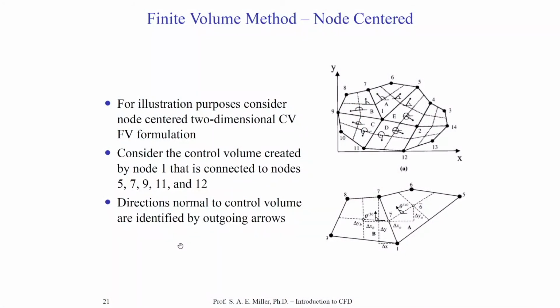On this slide 21, we've shown 2 graphs. In the upper right, we show the entire domain. There's nodes which are numbered from 1 on up to 14, and there's a number of volumes. At one particular node, if it's a nodal approach, recall that we're formulating our volumes and finding solutions at the nodes. For example, at node 1, it has surrounding volumes A, B, C, D, and E.